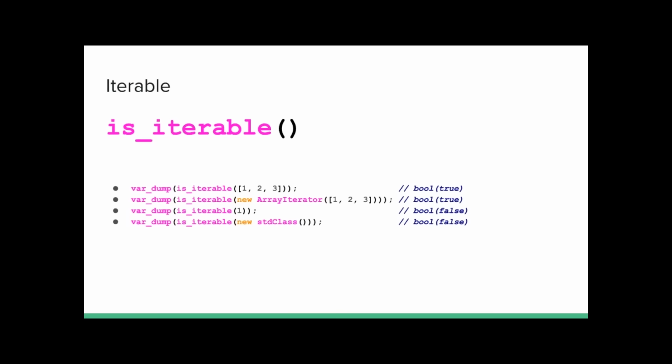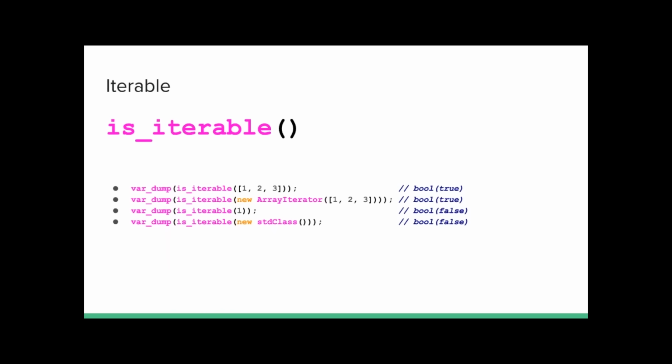We also get a new function called is_iterable, and I've given you a couple examples here. If you var_dump is_iterable with an array of 1, 2, 3, of course that's going to give you true. If you var_dump is_iterable of a new ArrayIterator with 1, 2, 3, well, yeah, that's going to return true. If you var_dump is_iterable with just the integer 1, well, of course not. That's not an iterable. But if you var_dump is_iterable of new stdClass, that's going to return false, and this is going to trip some people up.